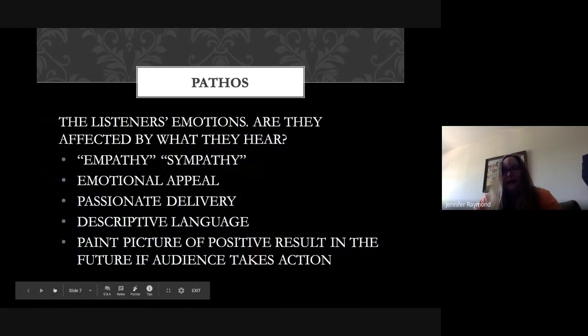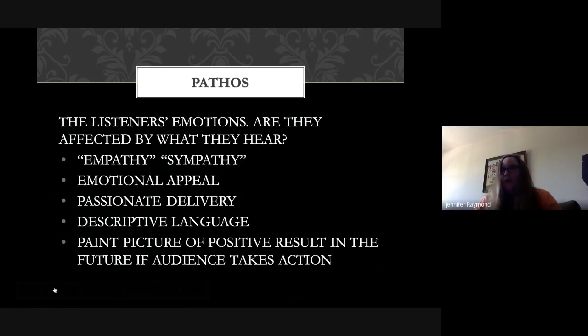The second type of appeal is pathos. And this is what is connecting to the listener's emotions. Are they affected by what they hear? And the word pathos is the same root for our English words empathy and sympathy. You can see that in there. And both of those words have to do with emotions. So this is the emotional appeal. How do you appeal to your audience's emotions?